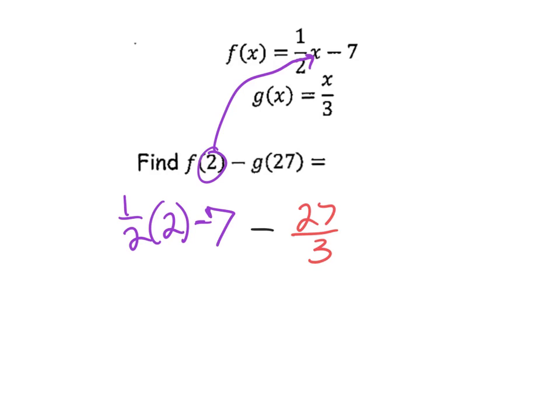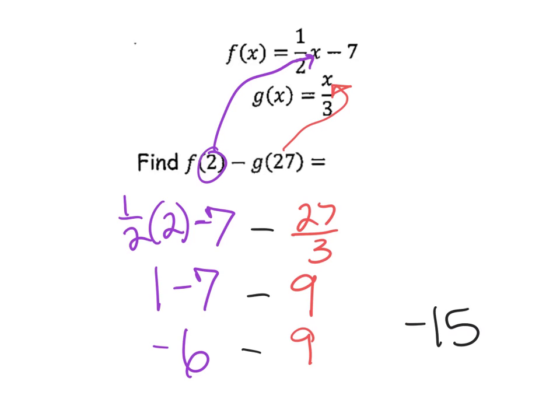Half of 2. Half times 2. 1 minus 7. Negative 6. Now let's do red. 27 over 3. 9. Do the function separately, plug in 2, then plug in 27, and then subtract it. Negative 6 take away 9, negative 15. Do the function separately on your worksheet and then subtract them.